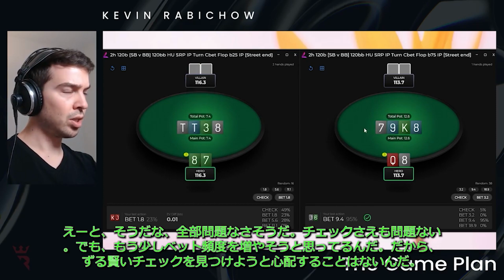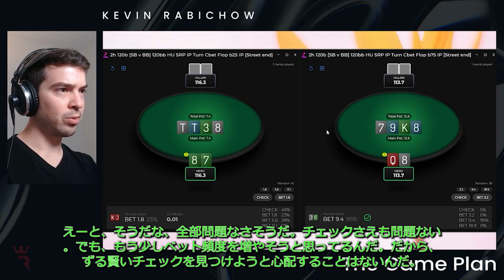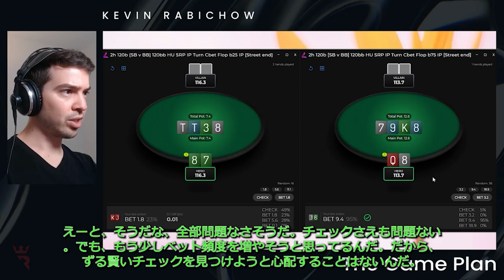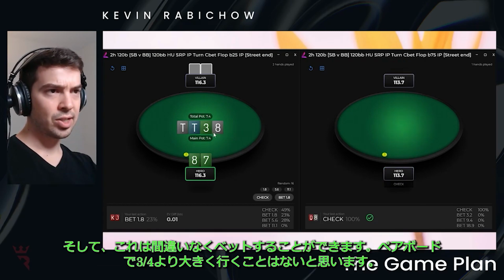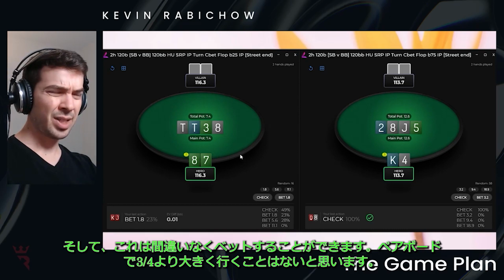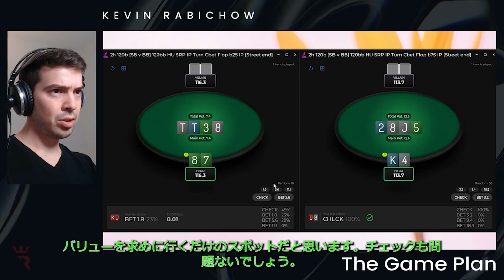Even checking was fine. But I'm trying to push my betting frequency a little bit higher, so I'm not going to worry about trying to find sneaky checks. I don't think this hand class ever bets. And this can definitely bet. I don't think we go bigger than 3/4 on paired boards. I think this is just a spot to go thin for value. Checking would also be fine.